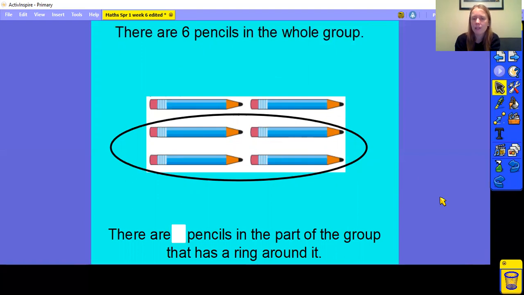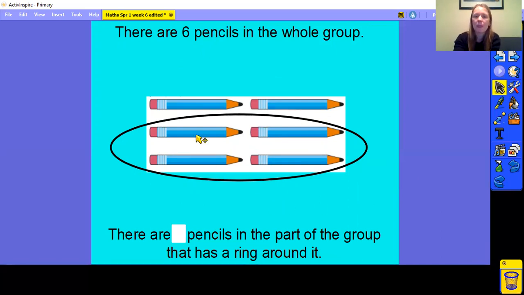How many pencils are in the part of the group that has the ring around it? Let's count them. This time, we're only going to count the pencils inside the ring. We are not going to count all of the pencils we can see.